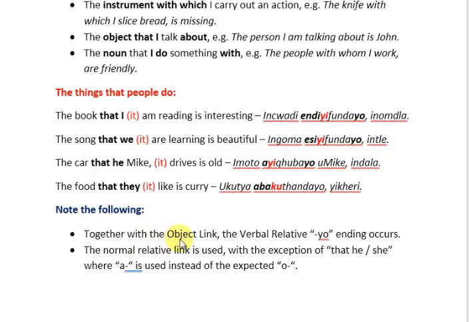So what we notice is that together with this object link, we also use the verbal relative yo ending, and together with that we use the normal relative link, with the exception that for he or she, which we have over there, we use a instead of the expected o.